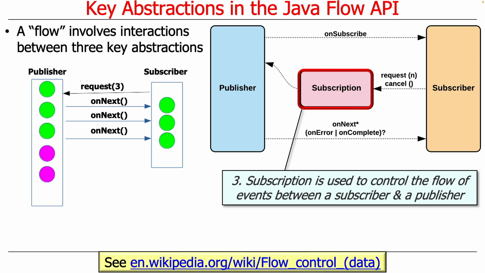There's a subscription abstraction that's used to control the flow of events between a subscriber and a publisher. Basically, it can be used to exert what's known as flow control or rate control. What happens is the subscriber says, please send me up to 3 events. The publisher sends 3 events. Then the subscriber says, send me the next chunk of events. The publisher sends the next chunk of events, and so on and so forth.